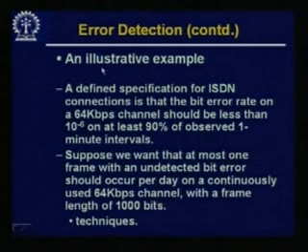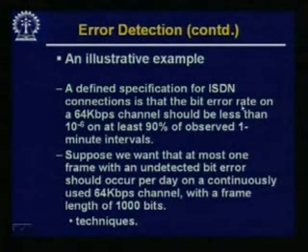A defined specification for ISDN connections. You remember ISDN means Integrated Services Digital Network, which is the digital service given through the telephone lines. The specification is that the bit error rate on a 64 kbps channel should be less than 10 to the power minus 6 on at least 90% of observed 1 minute intervals. That looks like quite a low rate of error, meaning only 1 bit in a million may be in error.